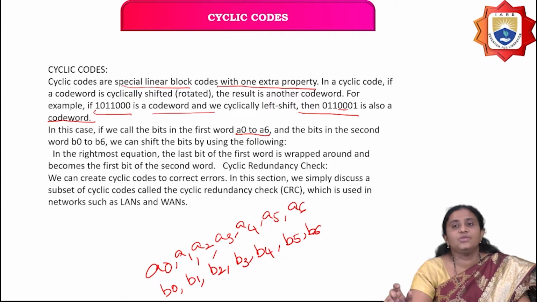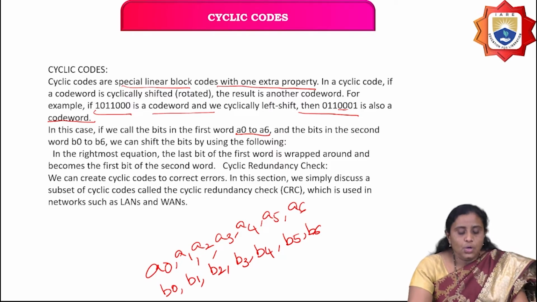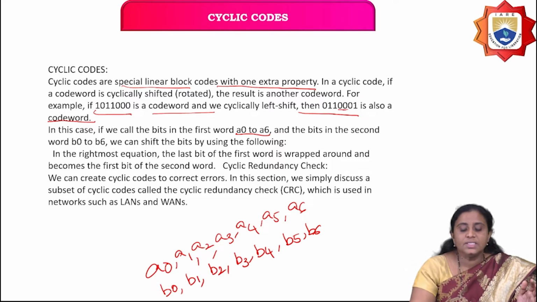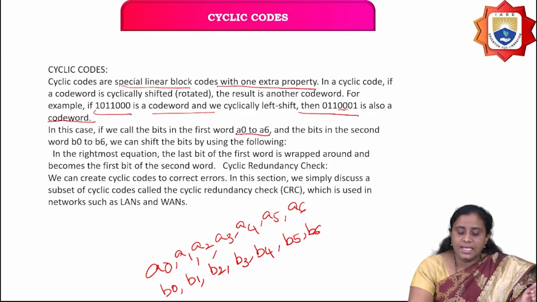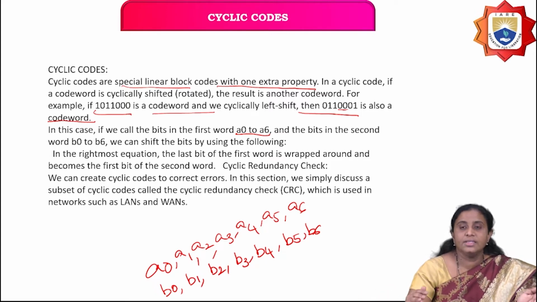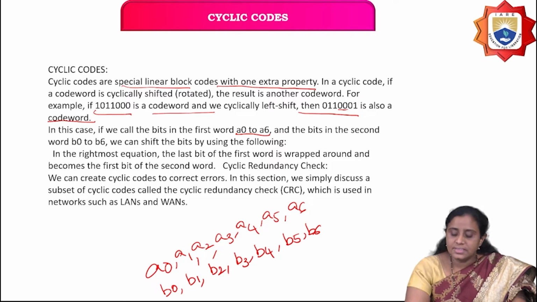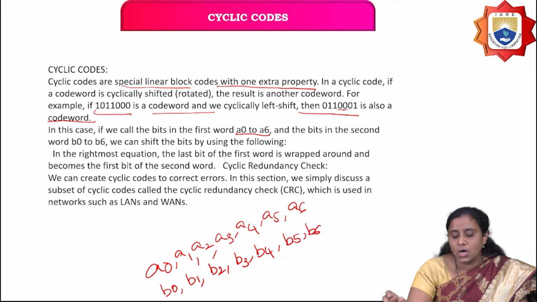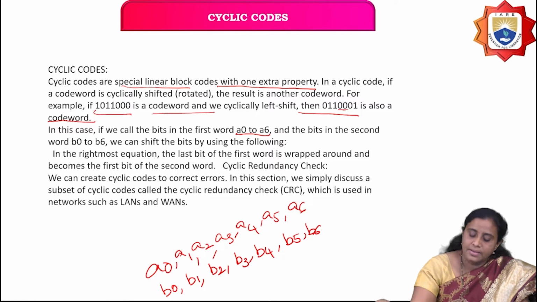Here that condition is what we can call a cyclic redundancy check. We can create the cyclic codes to correct errors. The main use of cyclic codes is to correct the errors, and the second is wrapping up the data and shifting the first bit from one side to the other side. In this section, we simply discuss a subset of cyclic codes called the cyclic redundancy check, in short, CRC.